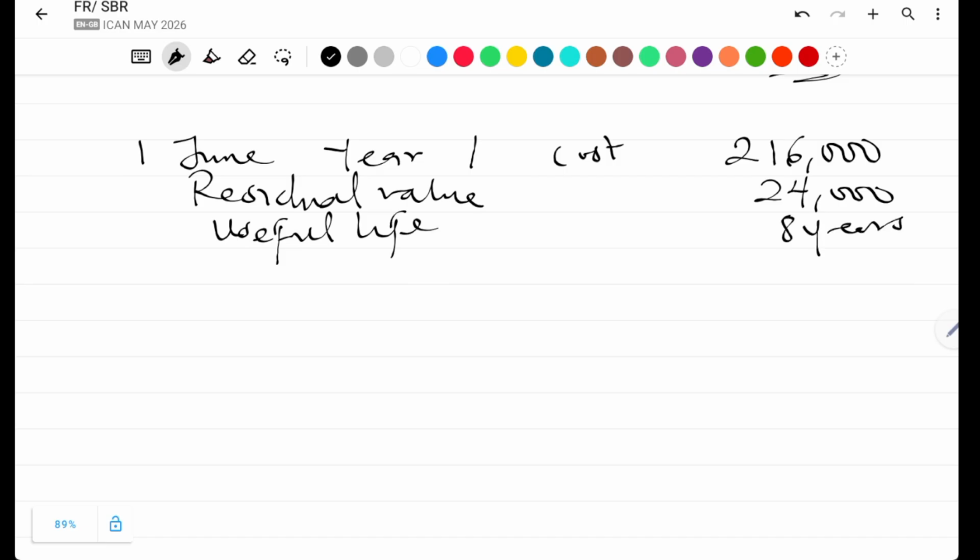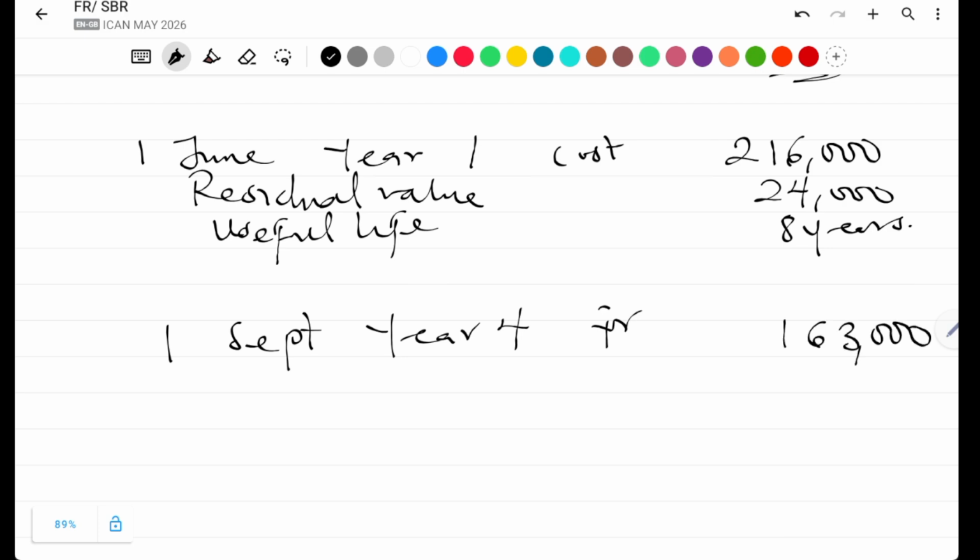Okay, so the asset was sold. So this is a case of disposal, right? The derecognition has to happen. It was sold when? The 1st of September, year four. Wow. It was sold for 163,000. And the cost of disposal was 1,000.